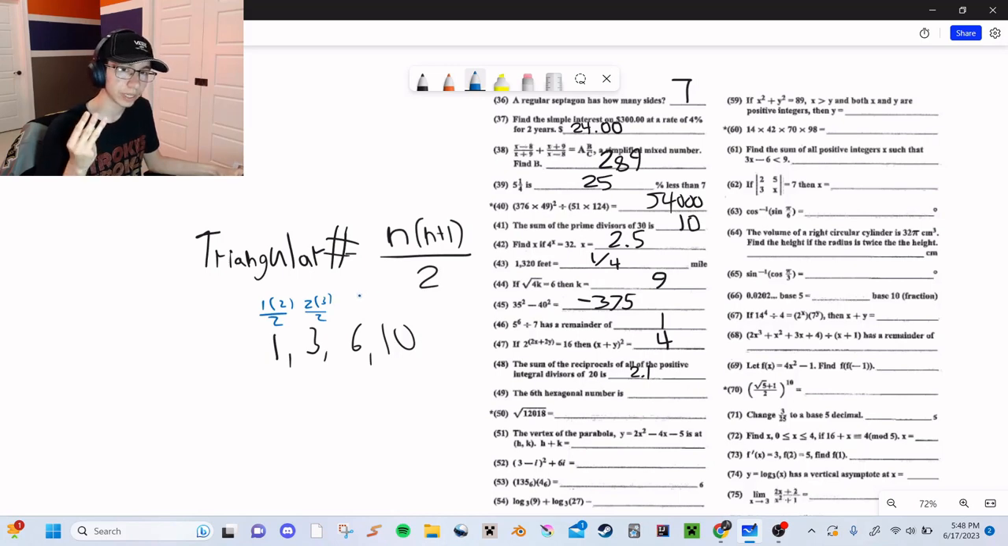The third triangular number is 6, so let's plug in 3 for n. This checks out. The fourth triangular number is 10, so that has to be 4 times 5 over 2, and it checks out.